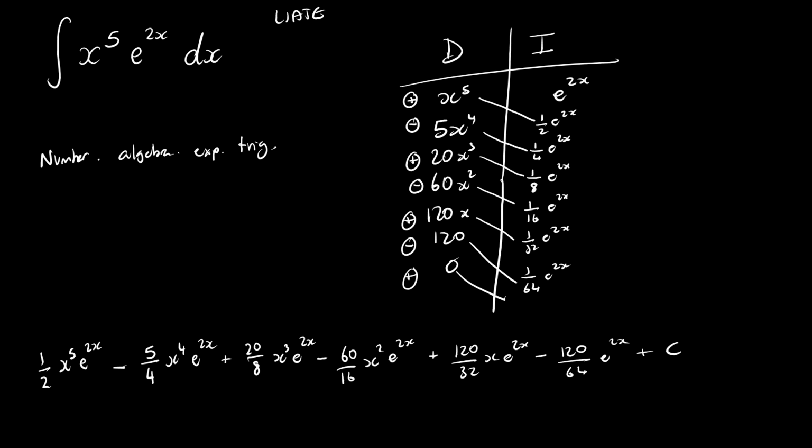You can check it either online or by differentiating it. I'll give you x to the 5 e to the 2x, but that would become a very messy process if you were to do it by hand using the formula. The DI method's much better here.